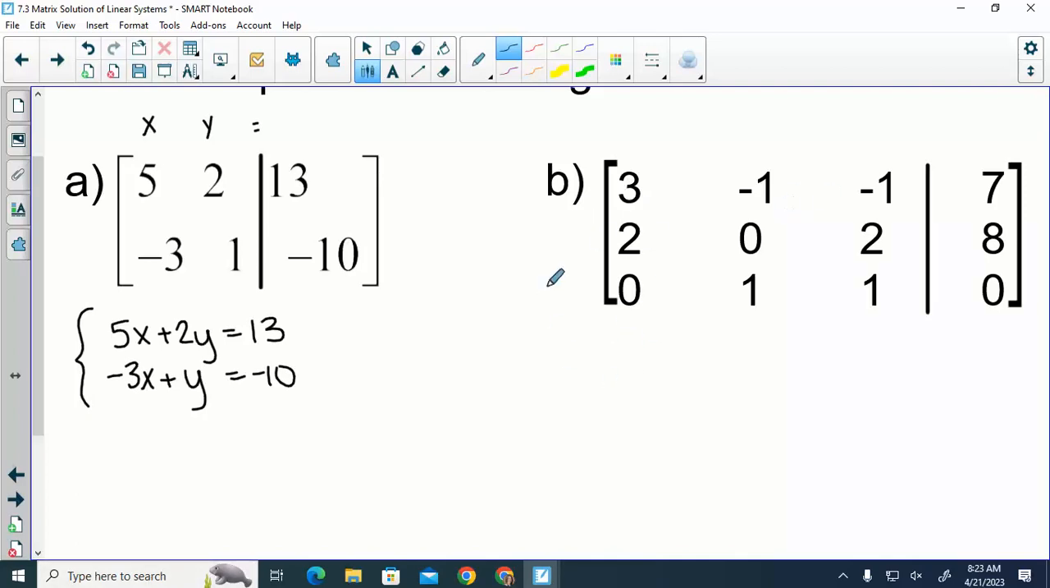All right, for b, what's my first equation? 3x minus 1x equals. Second equation. There's no y on that one. And the last one?